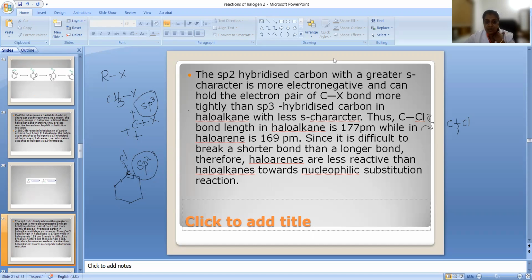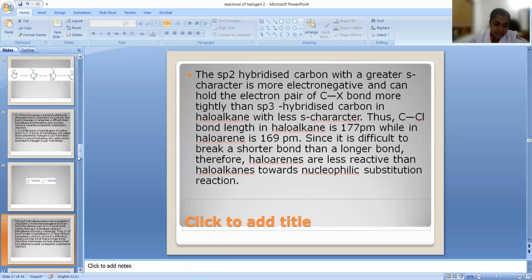So what I said is the hybridization in both of them is different. Because the haloalkane is having sp3 hybridization and the haloarene is having sp2, this is having more s character than this. It is having less s character. If the s character increases, the electronegativity of the carbon atom increases. When the electronegativity of the carbon atom increases, the C-Cl bond is more tightly held. So what will happen? Very difficult to break it. Okay. So next, one more reason is there.